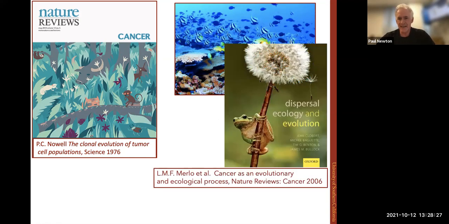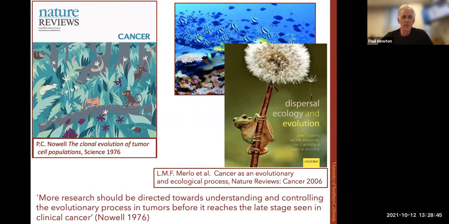And with respect to metastasis, I want you to think in terms of ecology and evolution, and think of dispersal kinds of issues, like how the dandelion seeds disperse in a similar sort of way in which metastases spread in the body. And I want to point you to a quote from an important paper in 1976 by Noel, where he says that more research should be directed towards understanding and controlling the evolutionary process in tumors before it reaches the late stage seen in clinical cancer care. And I want to focus on that because for me, those are marching orders. That's what we try to do.